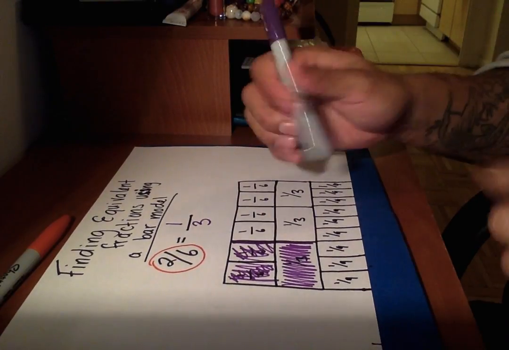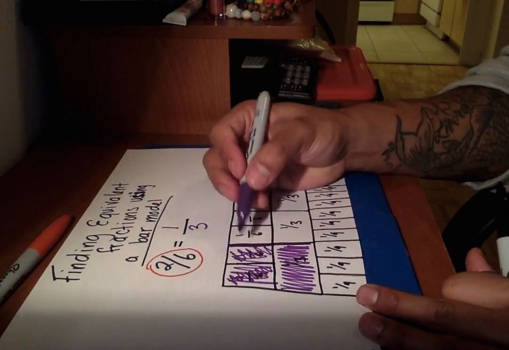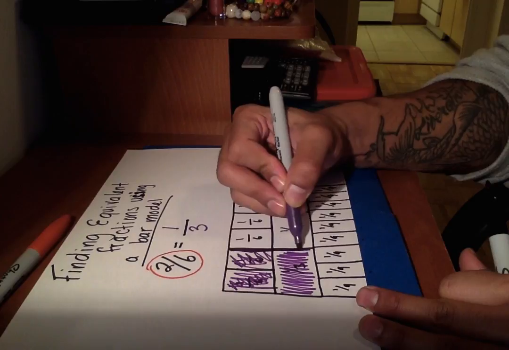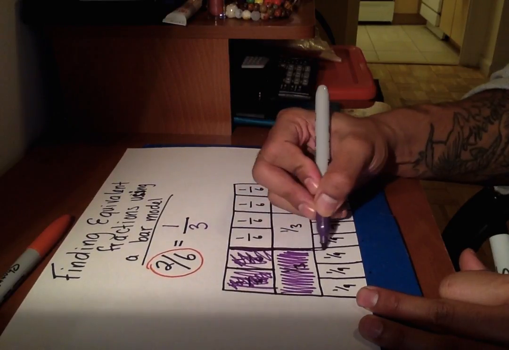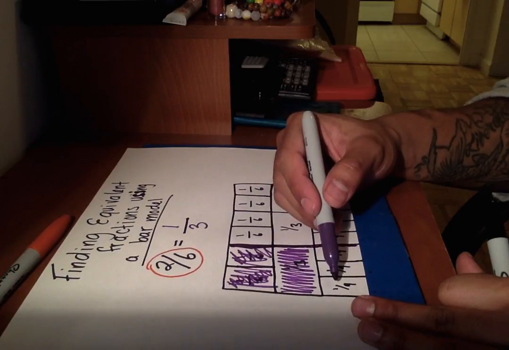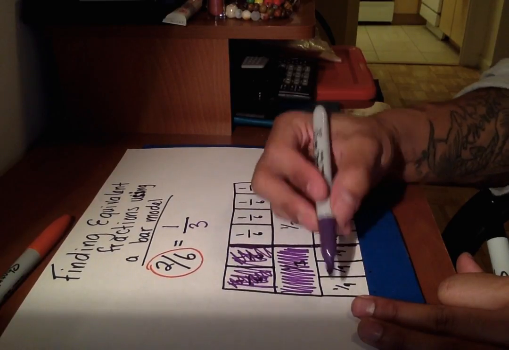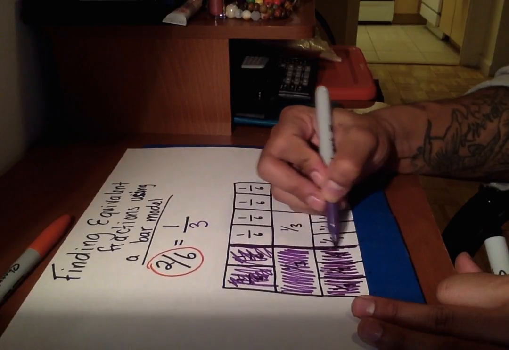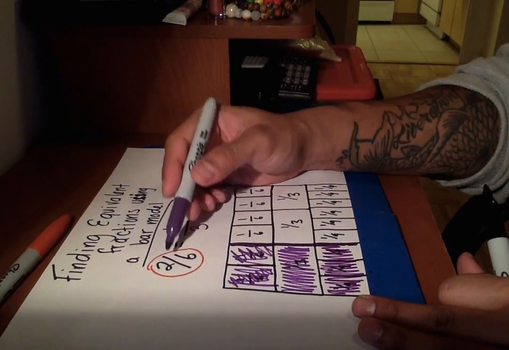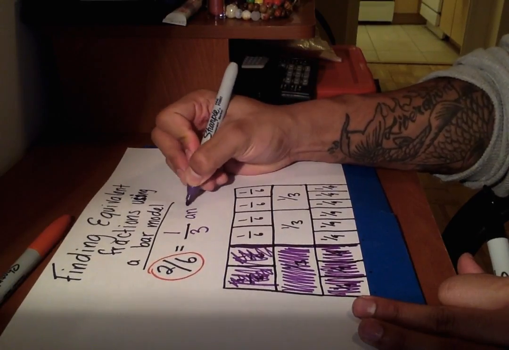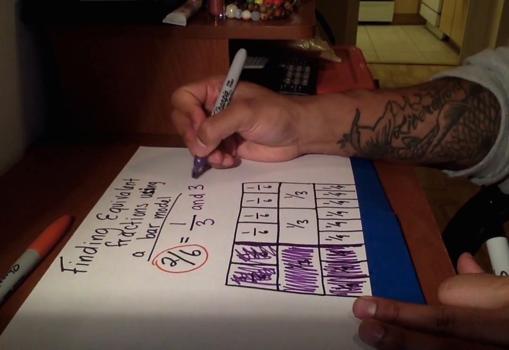And since the amount of shaded area for 2/6 stops at this point, and it also stops at this point for 1/3, I'm going to bring it all the way down, and I notice that there's 1/9, 2/9, 3/9. So I'm going to shade that all in. And I found another equivalent fraction. 2/6 is equivalent to 1/3 and 3/9.